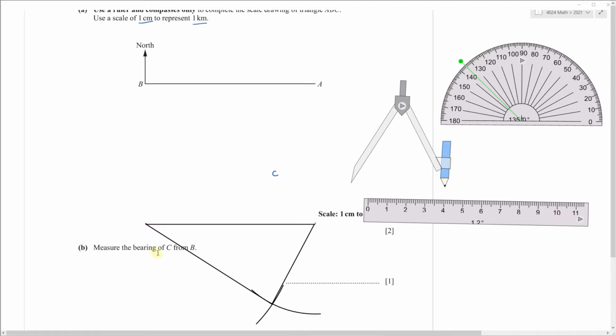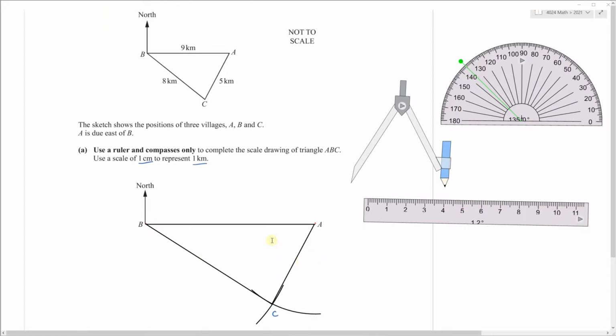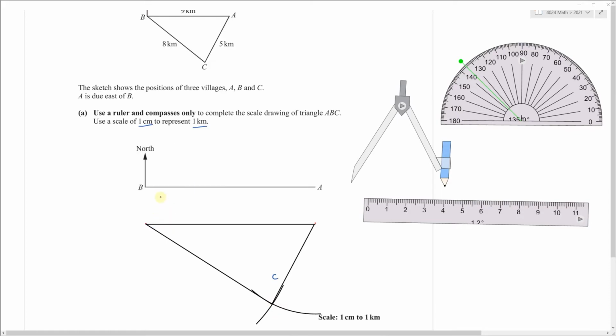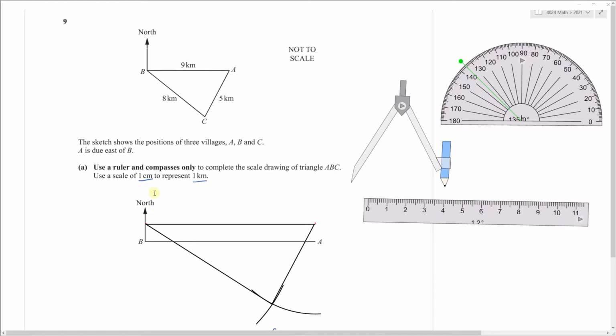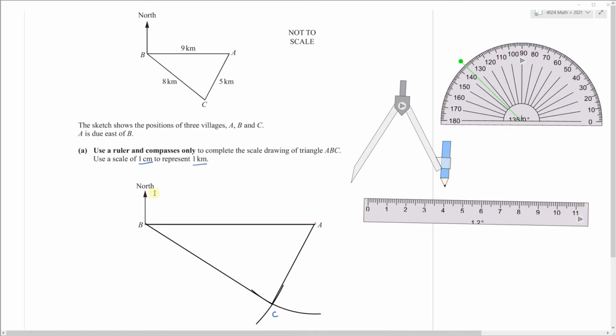Part B is measure the bearing of C from B. So you have to measure this angle, which represents the bearing of C from B. We already know that since A is due east of B, this angle here will be 90 degrees. So this angle here is 90 degrees, and we only need to measure this angle here, and let's call this angle X. X plus 90 will give you the bearing of C from B. So let's measure this angle.